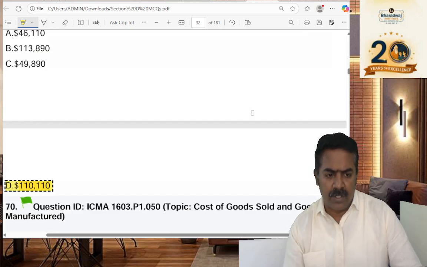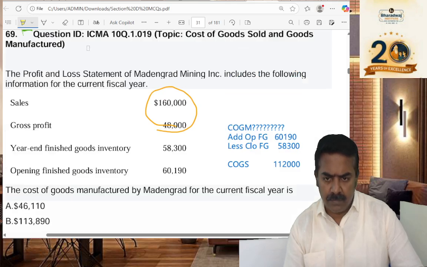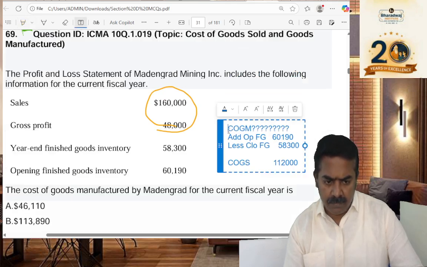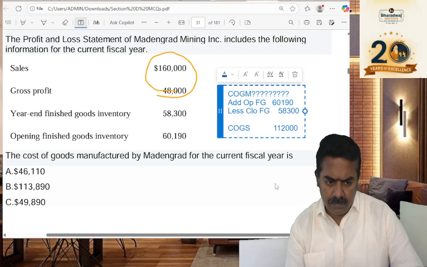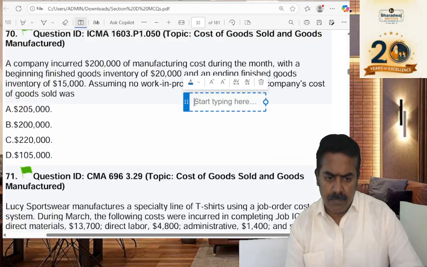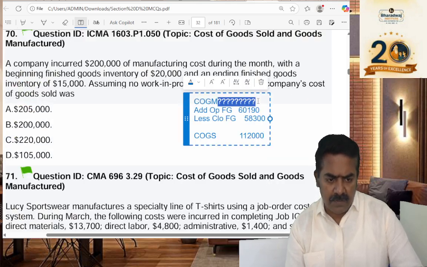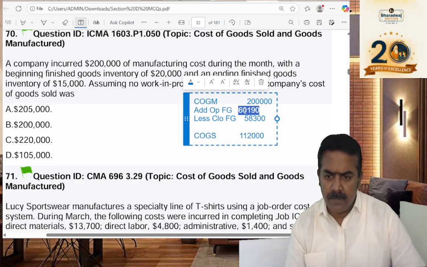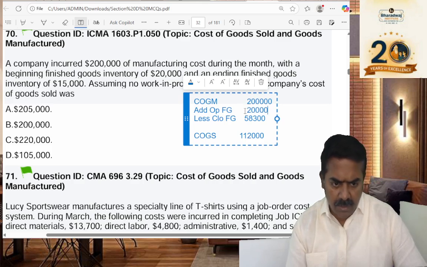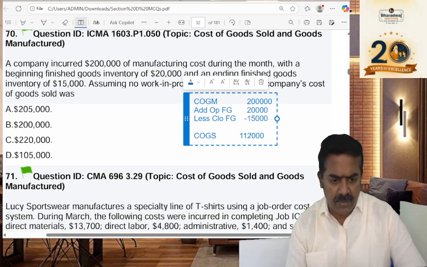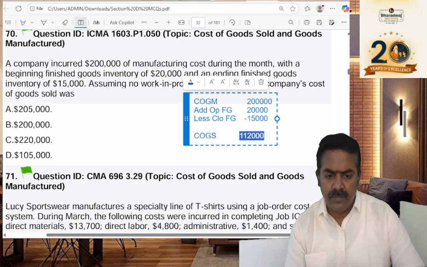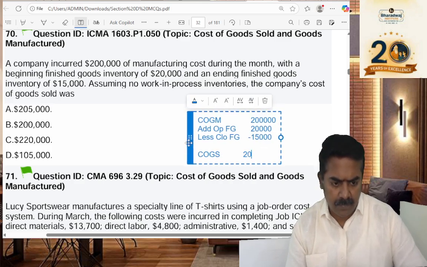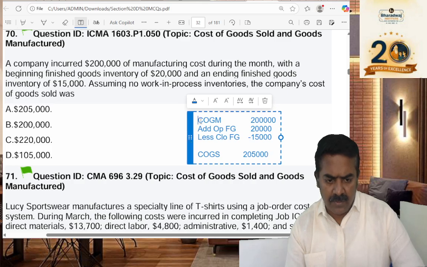They ask you to find out cost of goods sold. Cost of goods manufactured is given to us. What is cost of goods manufactured? 2 lakhs. Add opening finished goods 20,000. Minus ending inventory 15,000. What is the cost of goods sold? 2,05,000.